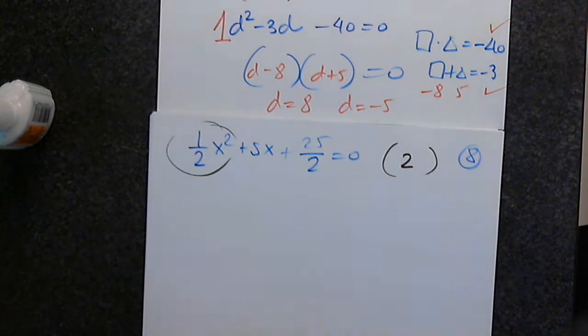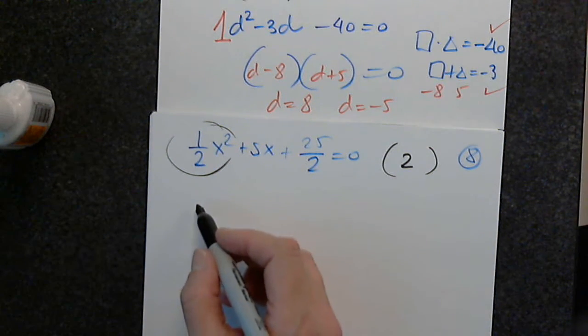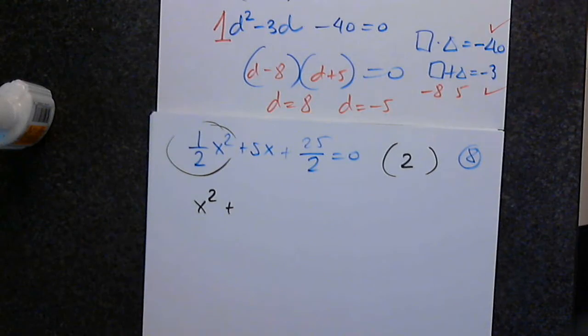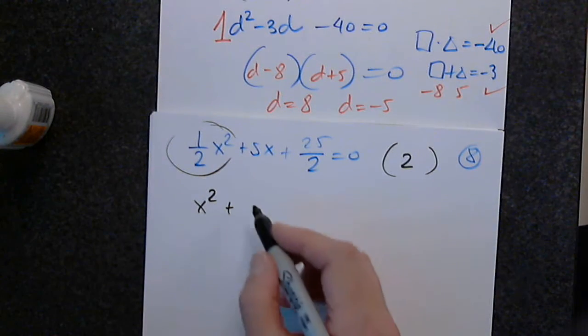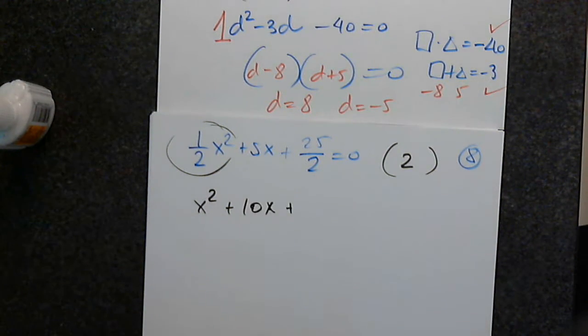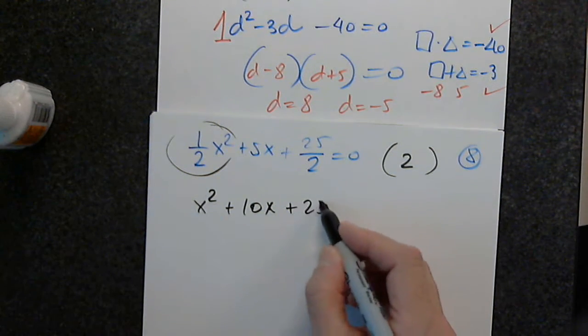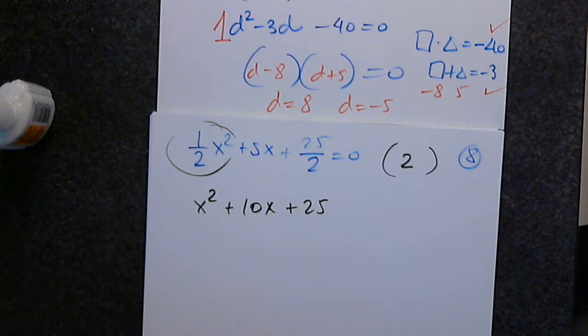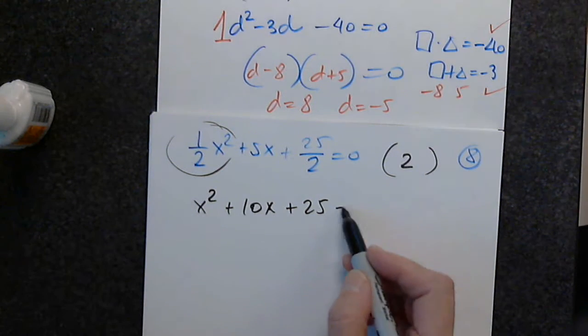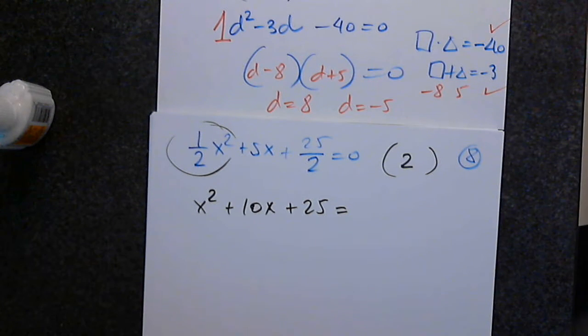When we multiply the first term by 2, what do we get? When we multiply the second term by 2, what do we get? Excellent. And when we multiply the third term by 2, what do we get? 25. It's 2 over 1 times 25 over 2. And the right-hand side is? Very good. Now this is friendly. Descending order, yes, it's a trinomial. Degree 2. We expect two solutions.